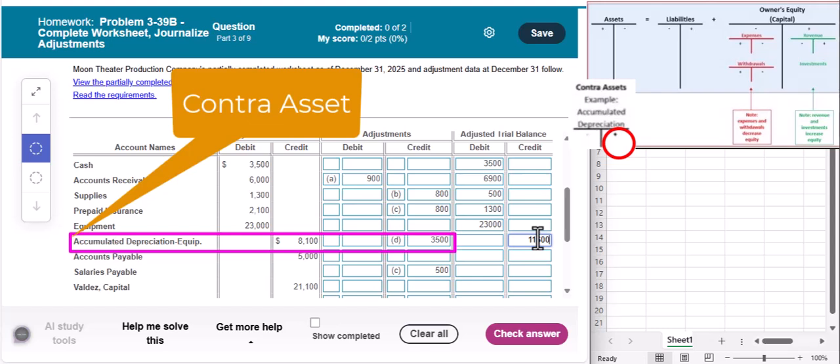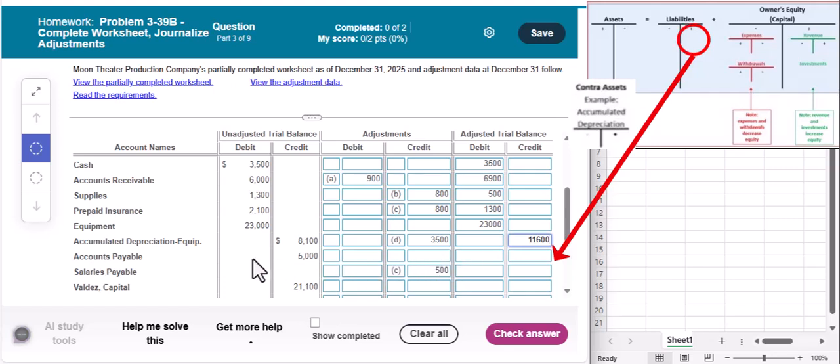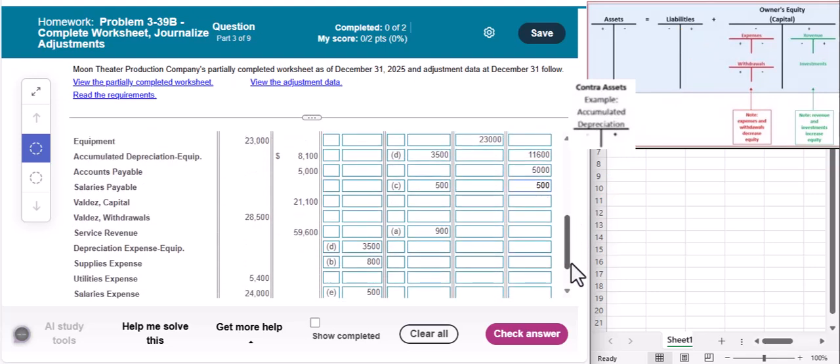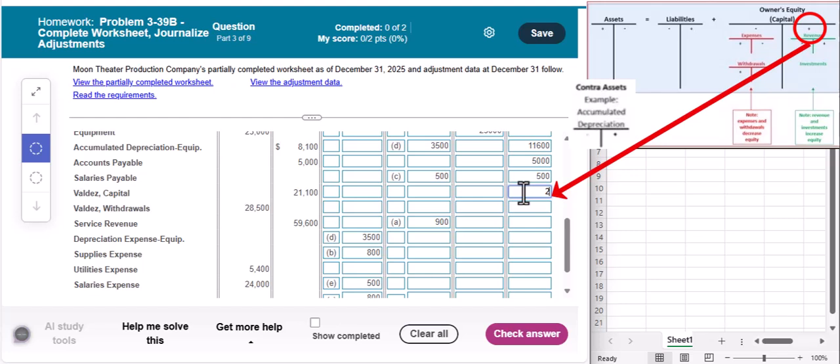And then we are moving into our liabilities here. Accounts payable we didn't touch, so that is going to be a balance on the credit side of 5,000. Salaries payable had a 0 credit balance before. However, we added $500 into it, so we have 500 for the balance. And then the capital account, we didn't touch that, so 21,100 is going to be the balance there. And then withdrawals, the plus side for those is on the debit side, so that is 28,500.